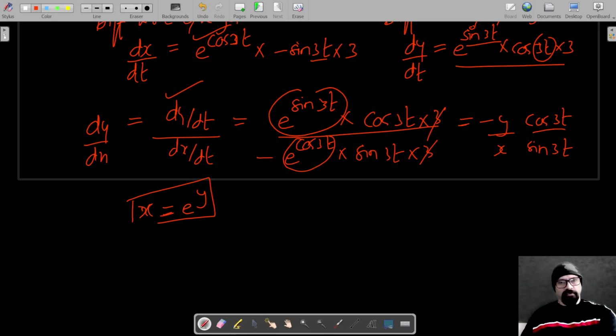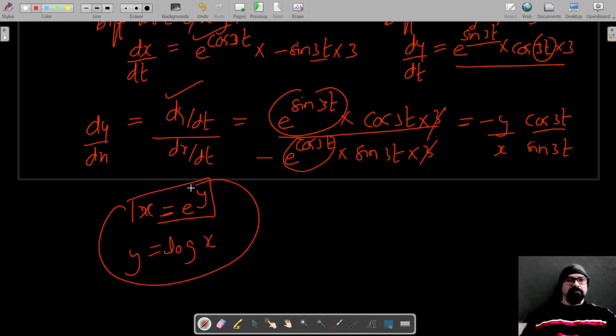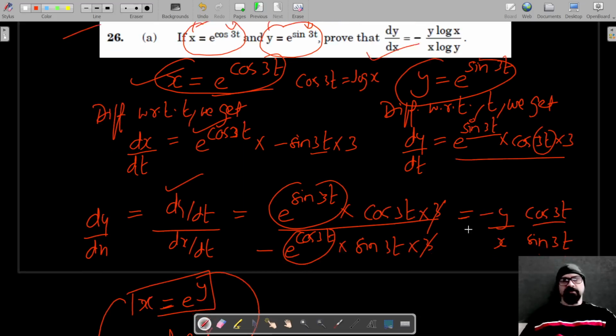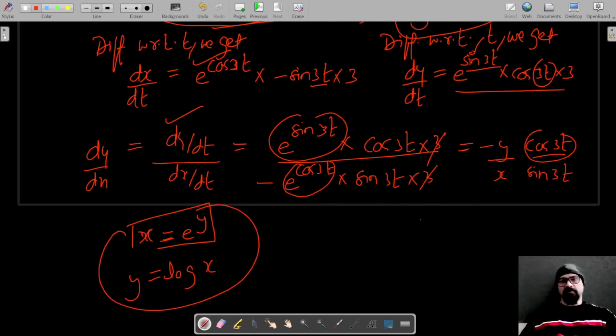So x is equal to e raised to the power y, it becomes y is equal to log x. So we are going to use this formula on this. Similarly, this becomes cos 3t is equal to log x. So instead of cos 3t, I can write log x, so minus y log x upon x.